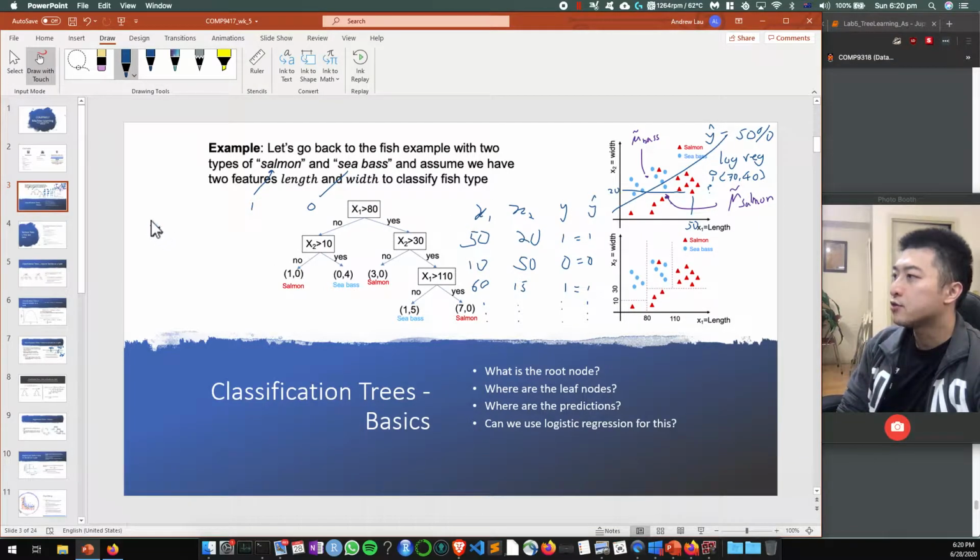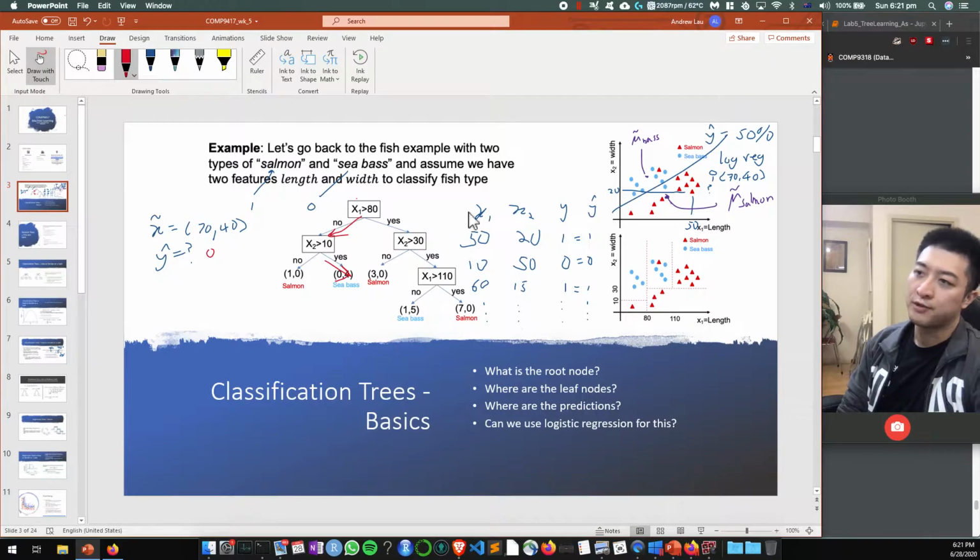So now we have our new example here, which is 70, 40, and our question is, okay, it's cool, but what is our y hat? We'll go through our decision tree. Is x1 greater than 80? No. So we'll go down this sort of path, right? And then is x2 greater than 10? Yes. So the prediction there is sea bass in this case, right? So in this case, it'll be class 0, right?